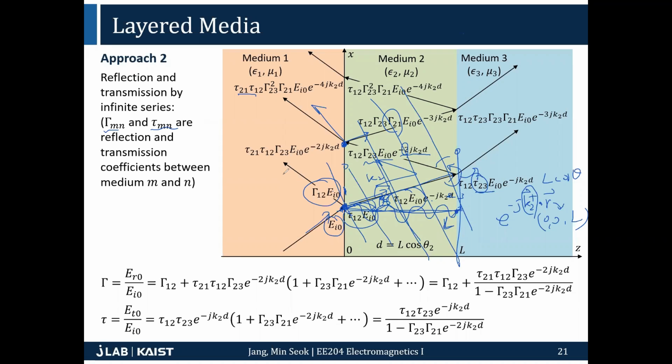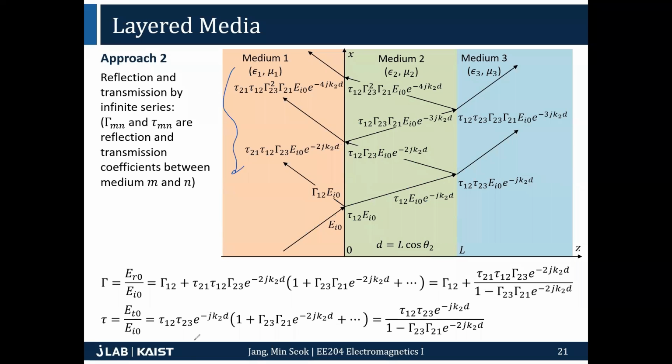Right? So now you can think of adding all these terms. You have gamma here, which is the ratio of the reflected wave amplitude to the incident wave electric field amplitude. And here you can see gamma 1,2, right? And the second one is this: tau 2,1, tau 1,2, gamma 2,3, e to the minus 2jkd. So that's that.